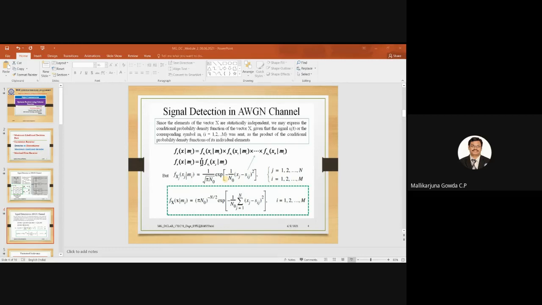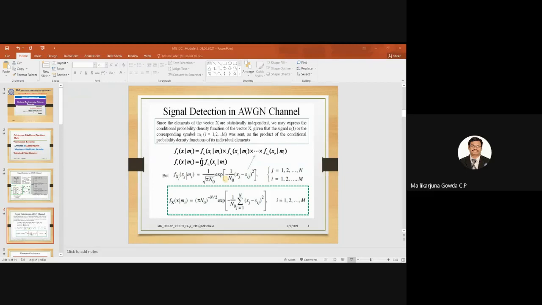So this is the conditional probability density function when the symbol mi is sent and x is received, which is equal to the product of the conditional probability density functions of its individual elements. So first I write f of x1 given mi is transmitted, x1 is received, right? Similarly x2 and so on up to xn. This product can be rewritten like this: the product for j equal to 1 to n of f of xj given mi, which is the conditional probability density function of the random variable xj.